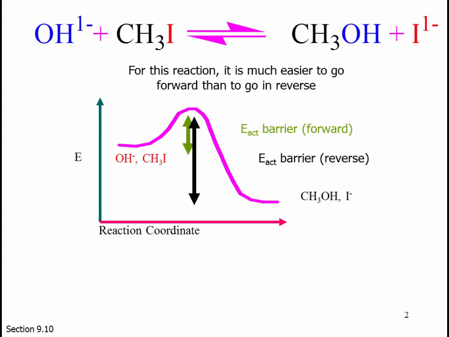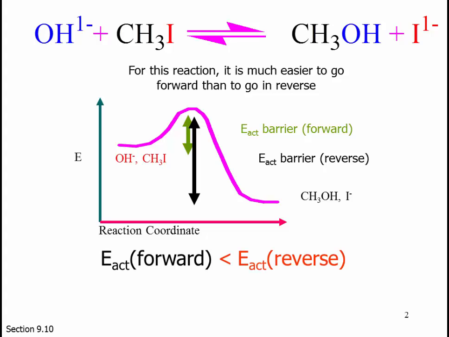We've already discussed this reaction of hydroxide with methyl iodide to produce methanol and iodide. The reaction coordinate diagram is shown below. For this reaction, it is much easier to go forward than to go in reverse. So we say that the energy of activation forward is less than the energy of activation reverse. We also say that the rate constant forward is greater than the rate constant reverse.